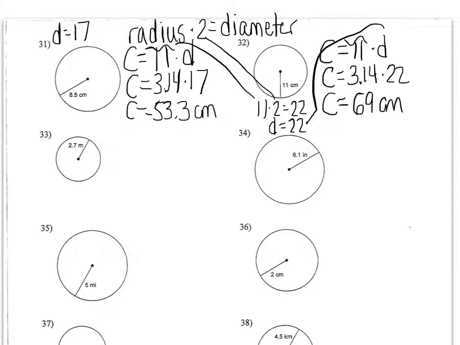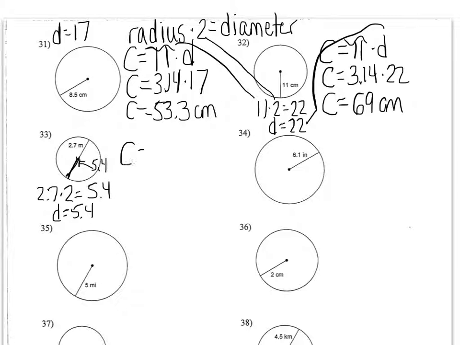Alright, let's do one more. Down here, number 33, our radius is 2.7, so we have to do 2.7 times 2 in order to get our diameter. That would be 5.4. So our diameter is 5.4, because I need to go all the way across. So this whole thing right here is 5.4.